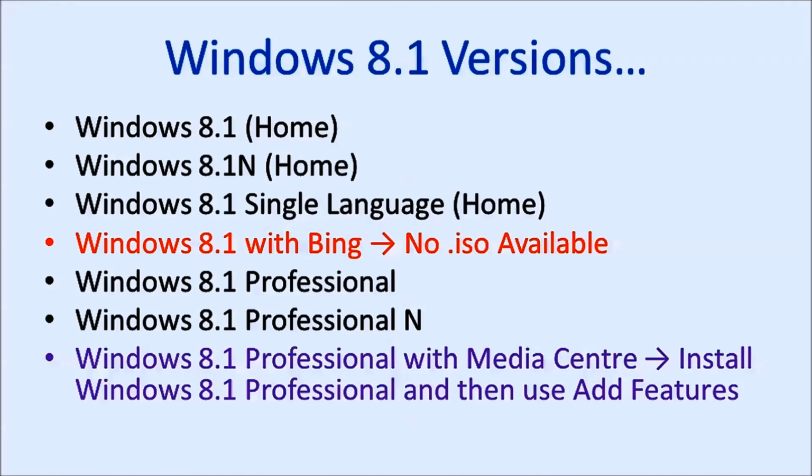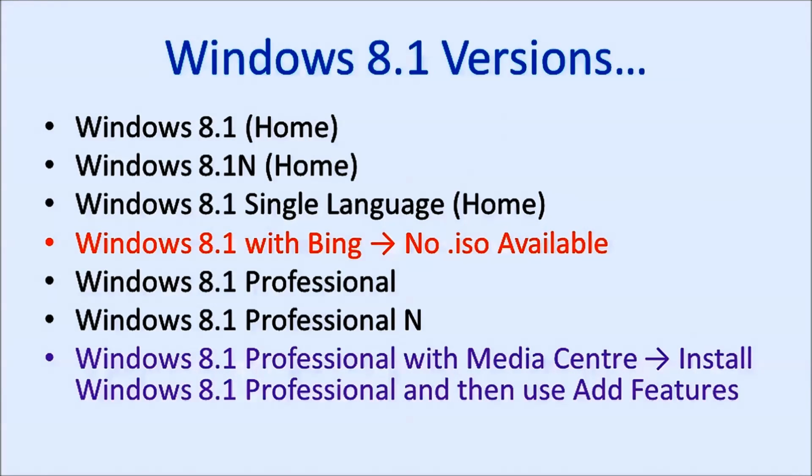There's essentially 4 home versions, although Microsoft don't brand the word home in these. There's Windows 8.1, Windows 8.1N, Windows 8.1 single language, and then there's Windows 8.1 with Bing. The last one is a free version of Windows 8.1, and no ISO is available. Then there are also the 2 versions of Windows 8.1 Professional, Windows 8.1 Professional and Windows 8.1 Professional N. And last but not least, there's Windows 8.1 Professional with Media Center.